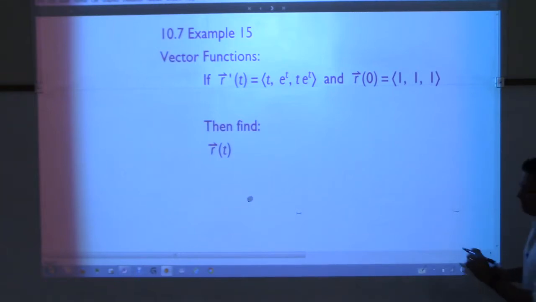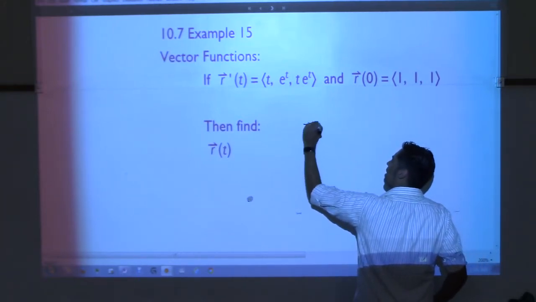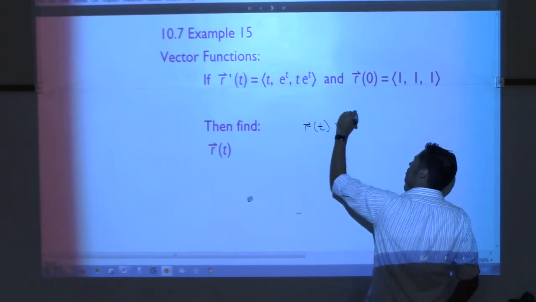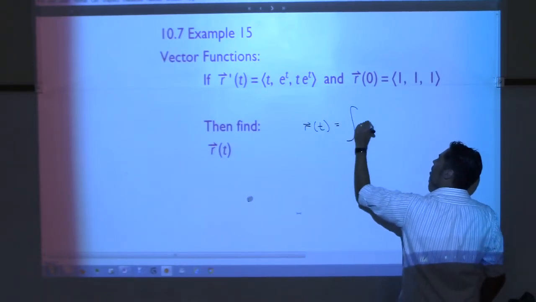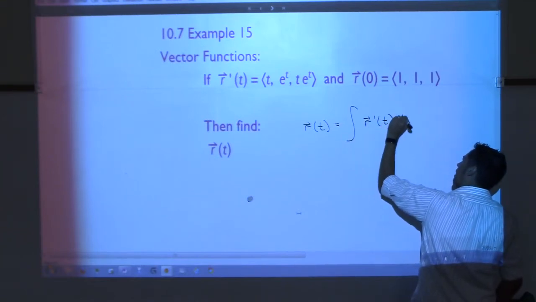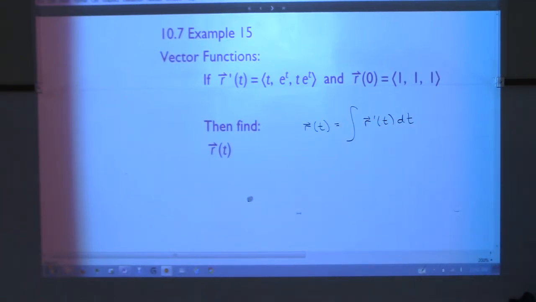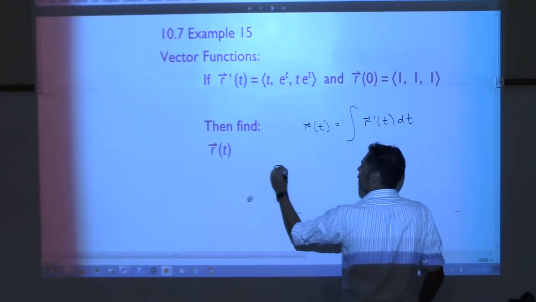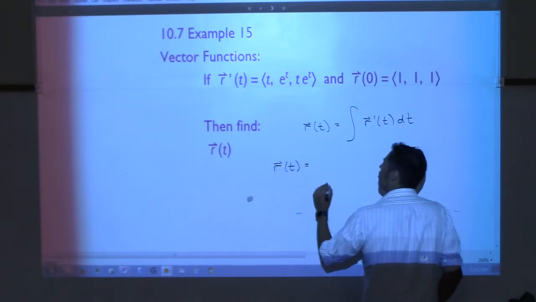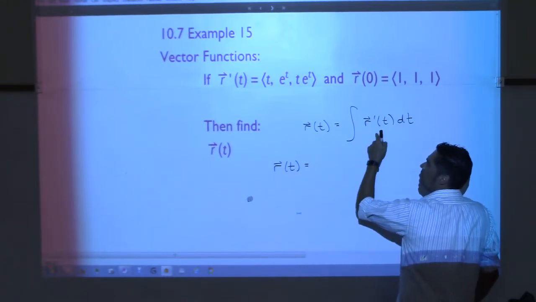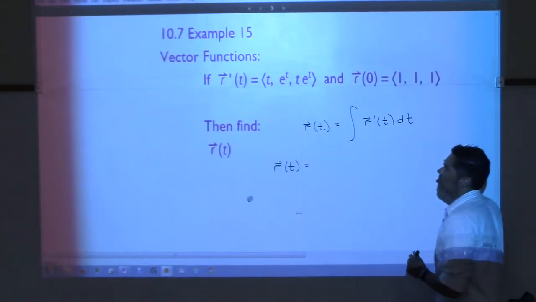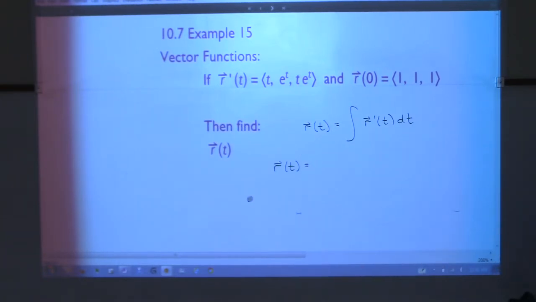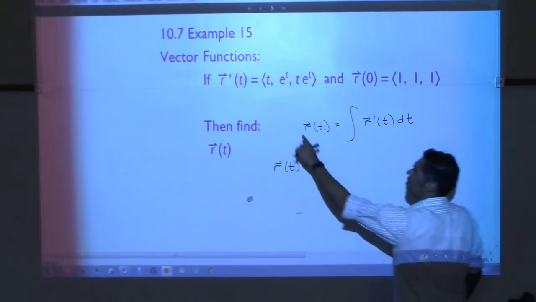So let's try this. r of t should be equal to the antiderivative of r prime of t with respect to t. Do we agree with that? Now, we will be off by a constant here because this is not a definite integral, right? But let's try this. How do we take the antiderivative of this? One by one, right? One by one. So what's the antiderivative of t?